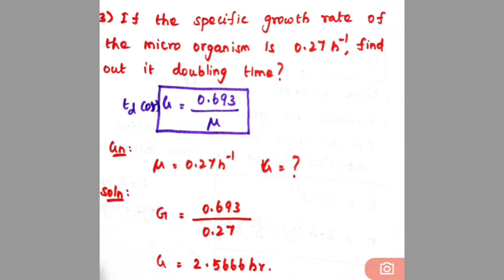So mu here they have given as 0.27 hour power minus 1, and they're asking the doubling time, that is G. So it's a very simple problem. G is equal to 0.693 divided by 0.27. Okay, so G is equal to 2.5666 hour.